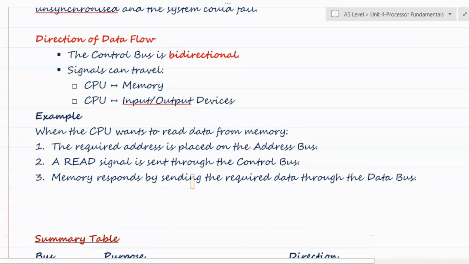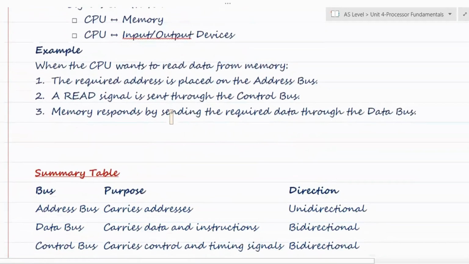Now, the control bus is also bidirectional. Signals can travel both ways, CPU to memory, CPU to input devices, CPU to output devices, and vice versa. Okay.